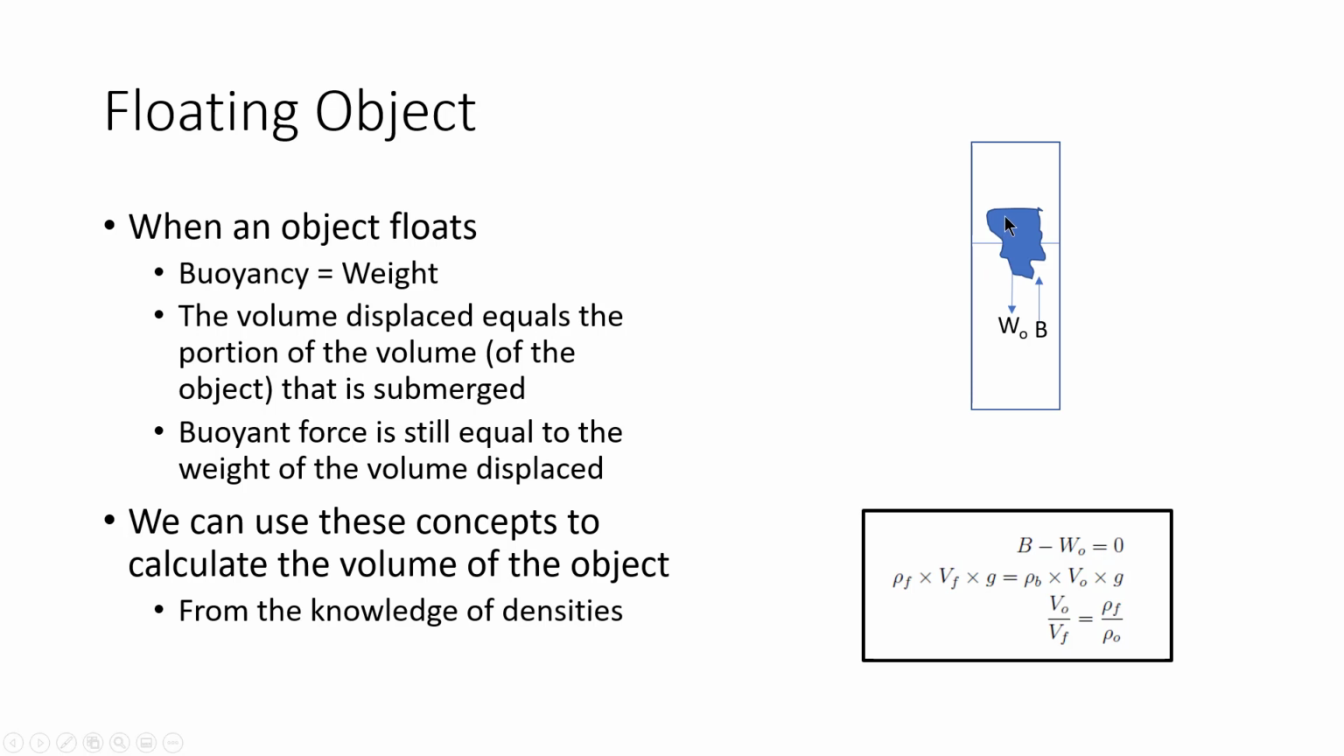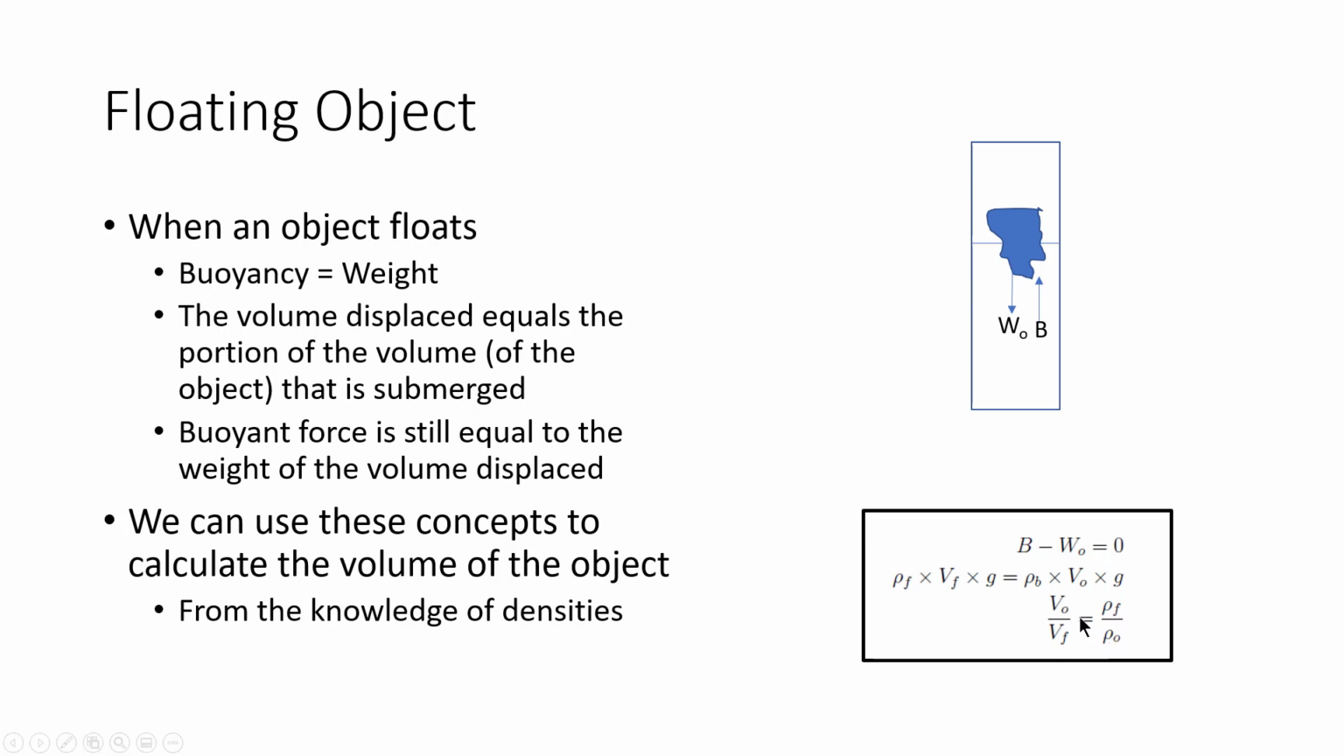Nonetheless, what happens here is that the buoyancy is trying to push this object up, gravity is trying to pull that object down. So the object is balanced, which means that the weight of the object minus the buoyancy is equal to 0. Or in other words, the buoyancy is equal to the weight of the object. The weight of the object is nothing but the density of the object times the volume of the object times acceleration due to gravity, and that's equal to the density of the fluid times the volume of the fluid displaced times the acceleration due to gravity. So the volume of the object over the volume of the fluid that's displaced is equal to the density of the fluid over the density of the object.